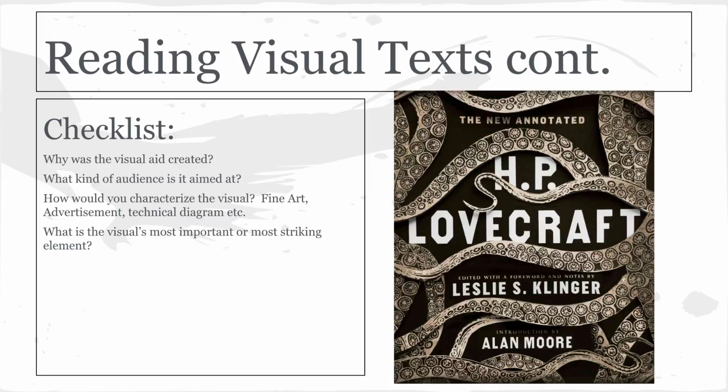So, when you look at these visual cues, like for example the cover of this H.P. Lovecraft book, man, you know this can't be a friendly, soft puppy that you want to pet. This guy's got tentacles and he is bad news and he's coming to eat your face off. So you can look at the picture and you know that this text is probably going to be something super scary. So here's a little checklist that you can look at. Why was the visual aid created? What kind of audience is it aimed at? Obviously, this is aimed at those who love horror. So look at these things. These are good indicators.